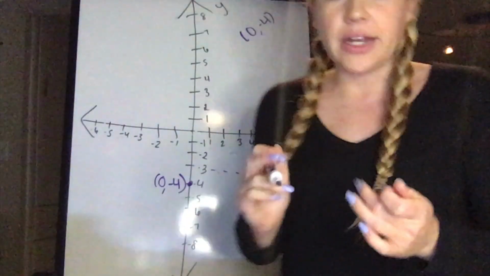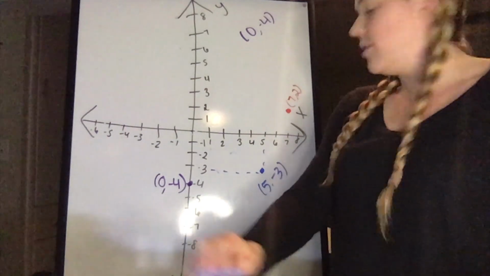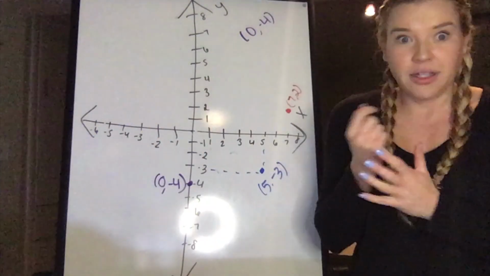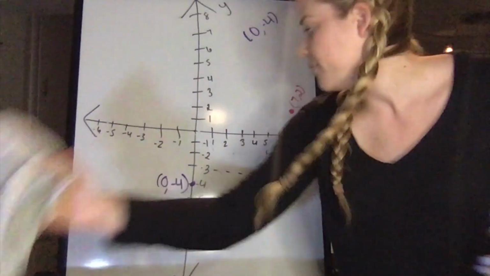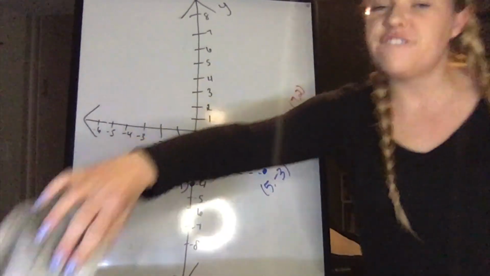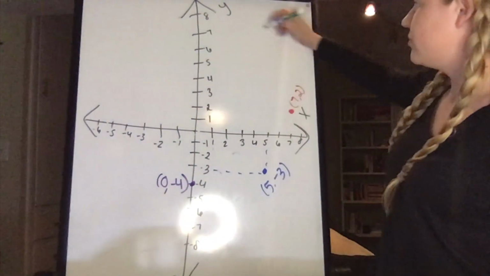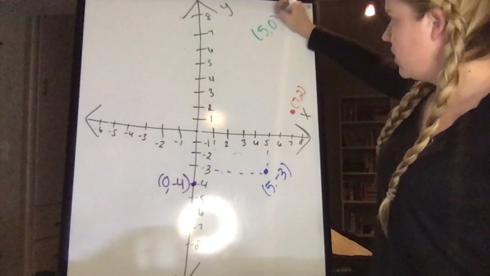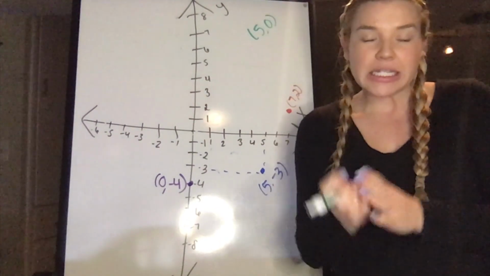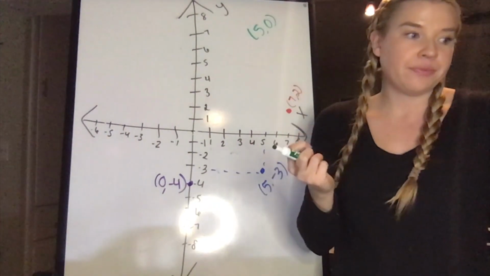I'm going to give you another one. Try and trick you again. This time I'm going to say 5, 0. 5, 0. Pause it, try it. See where you end up.